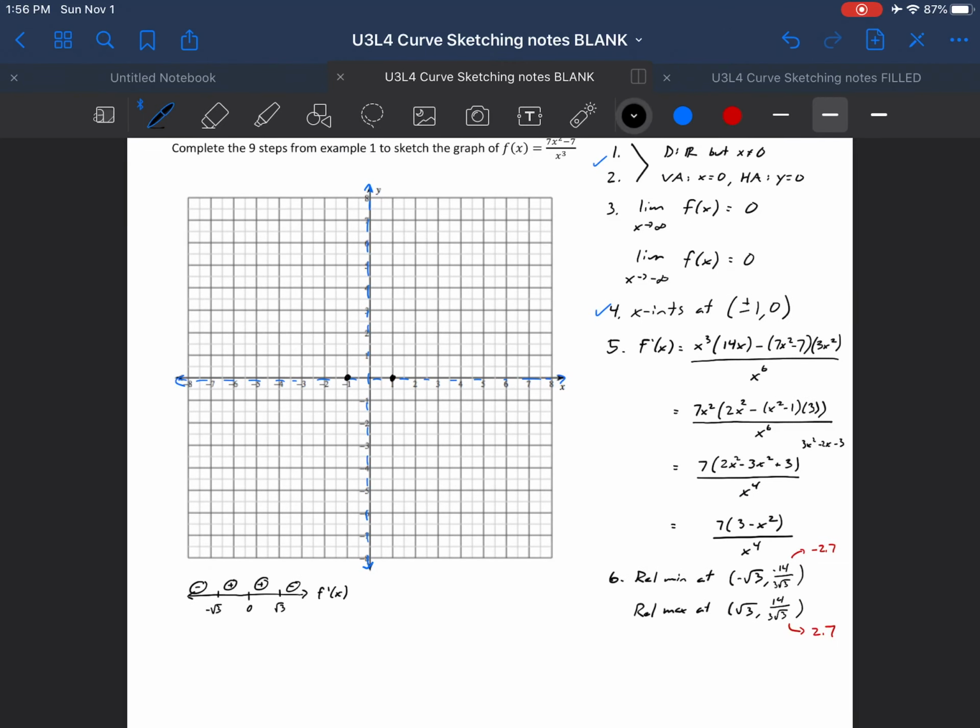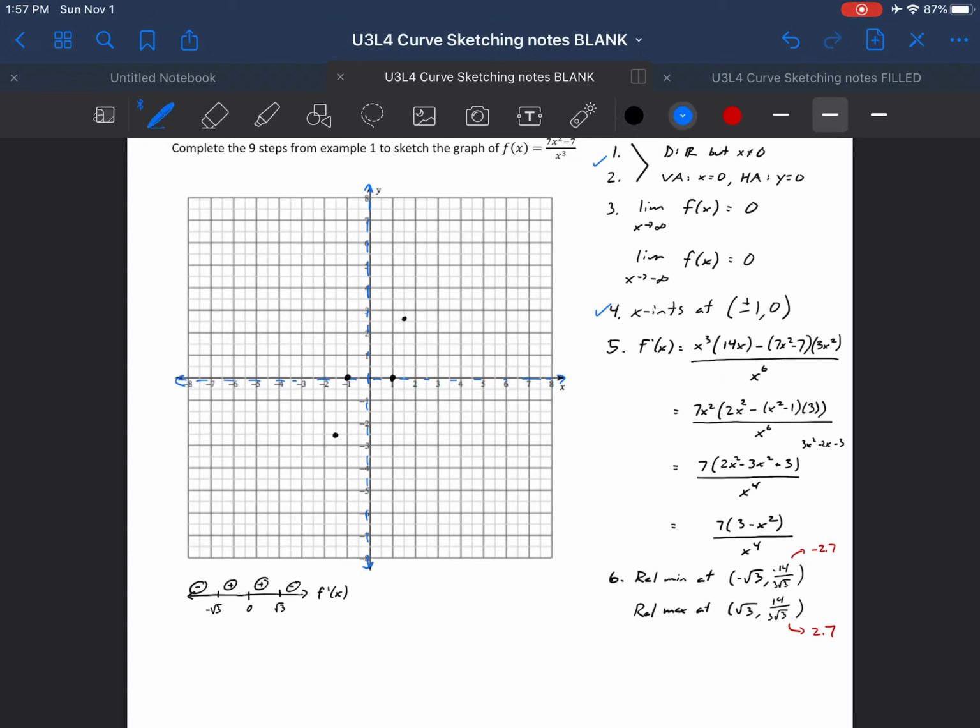So negative root 3 is somewhere between negative 1 and 2. So I'm gonna go like, I don't know, maybe here. And negative 2.7 somewhere there. So I'm gonna roughly plot that point, right? And we'll label it later. And then we have the positive version of that, like somewhere right about there. Okay? So that's first derivative analysis.